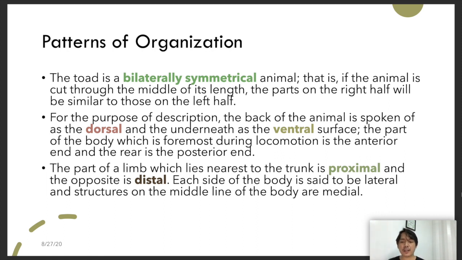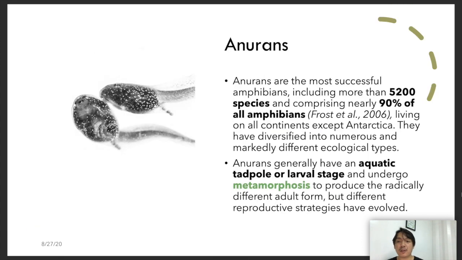So what are Anurans? Anurans are the most successful amphibians. They have 5,200 species, comprising 90% of all amphibians, according to Frost et al. 2006, and living on all continents except for Antarctica. The study of amphibians and reptiles is what we call herpetology.